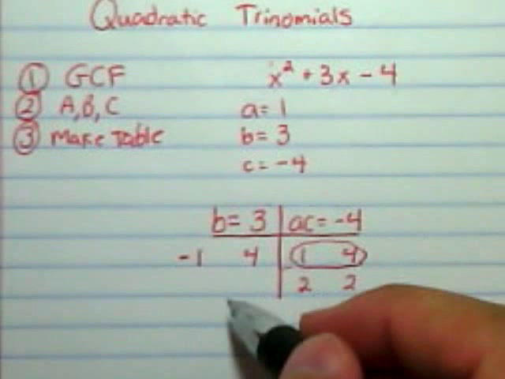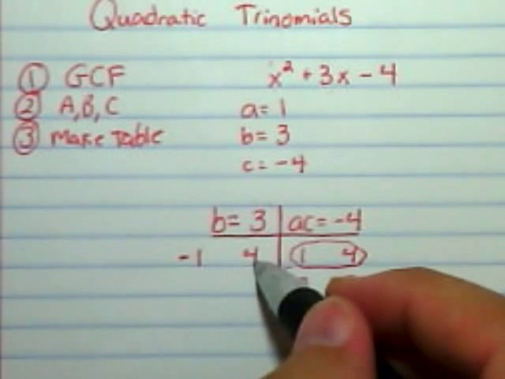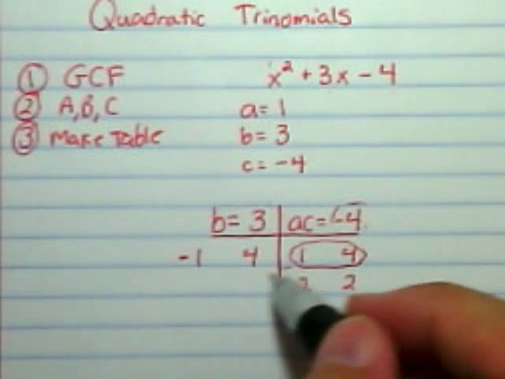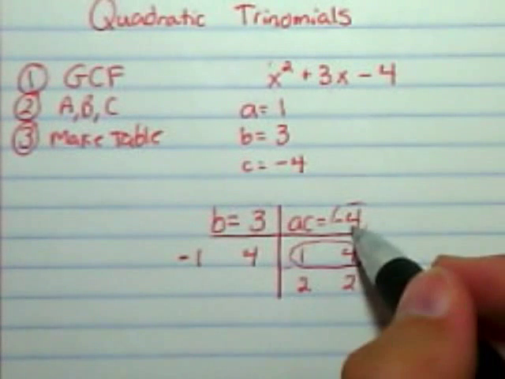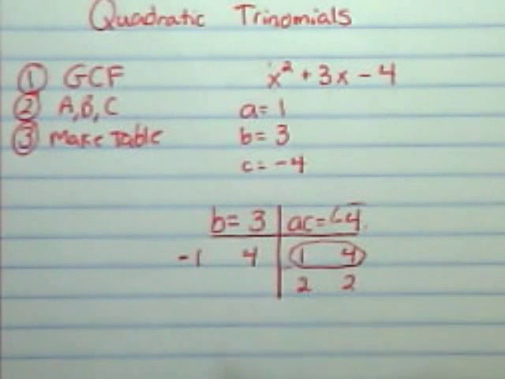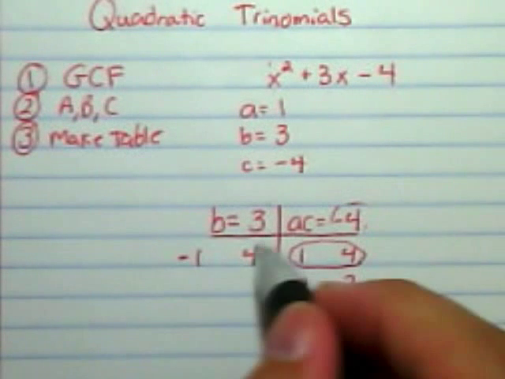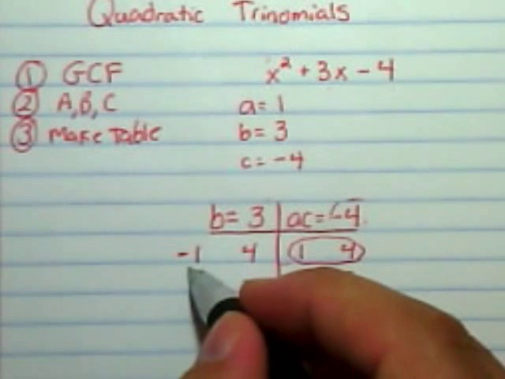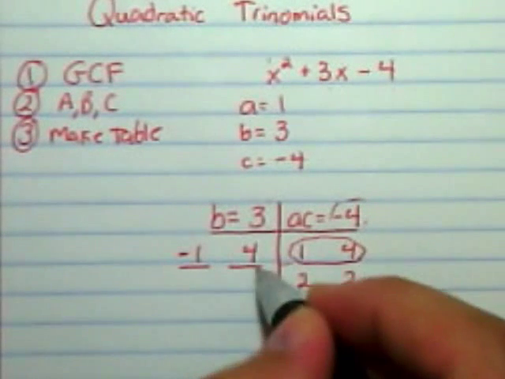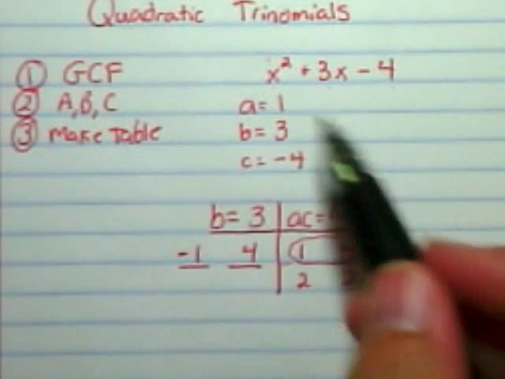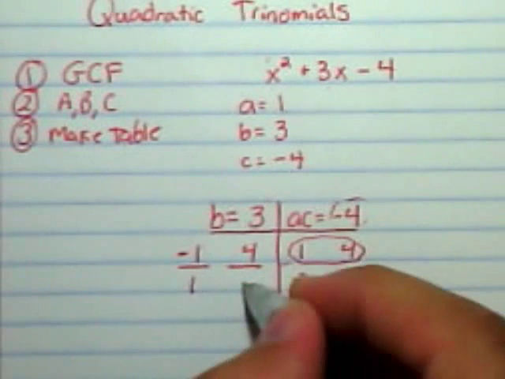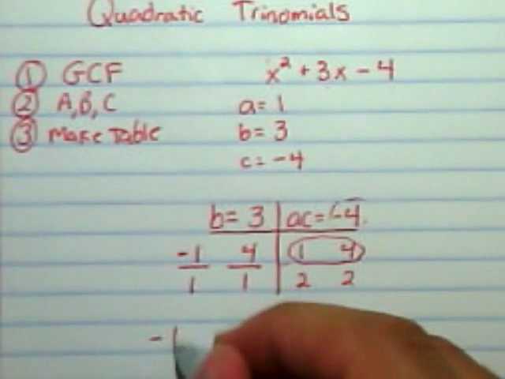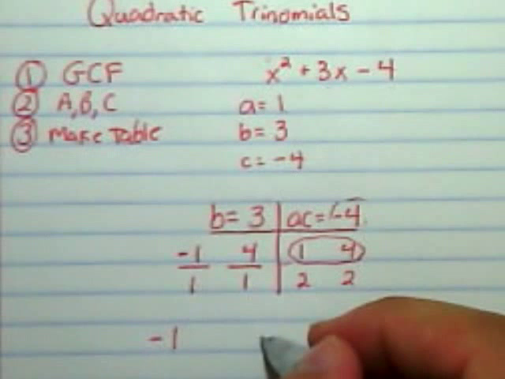That's how we find our B. And we know since it's a negative 1 and 4, when you multiply those together, you get your negative 4. So it makes sense. Multiply them together, you get negative 4. Add them together, you get 3. That's what we're looking for in the table. Now, once you get your factors, the next step is to divide by your A. Our A here is 1, so we're going to divide by 1. Negative 1 over 1 is just negative 1. 4 over 1 is 4.